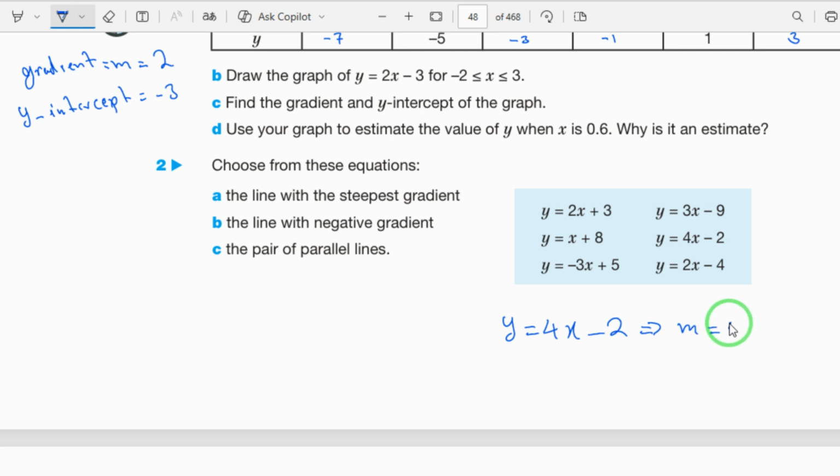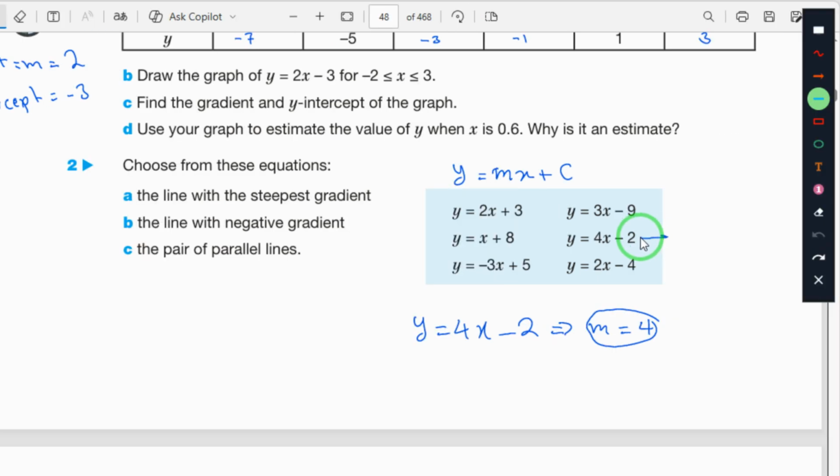m is equal to 4. You know that the form of this type of equation is y is equal to mx plus, for example, c. m is actually the gradient. The largest gradient expresses the steepest gradient as well. So here the steepest gradient is this one.